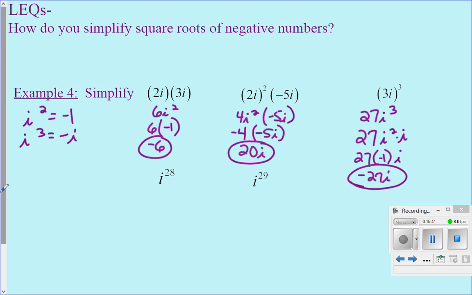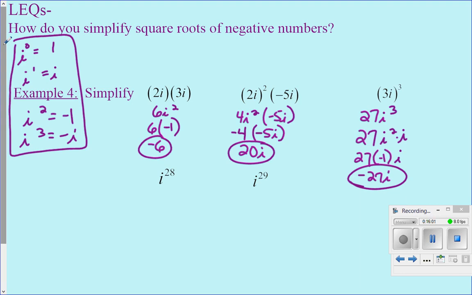So i to the first power, that's just i, right? That's what we had in this one here. We had i to the first. i to the 0, anytime you have a number except for 0 to the 0 power, that always equals 1. So those 4 are the values that you have to know.